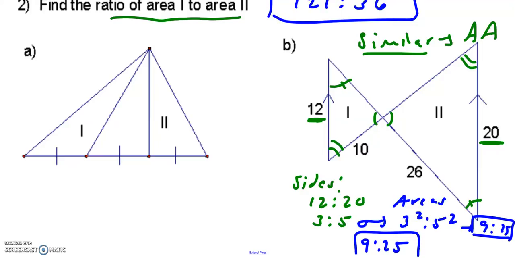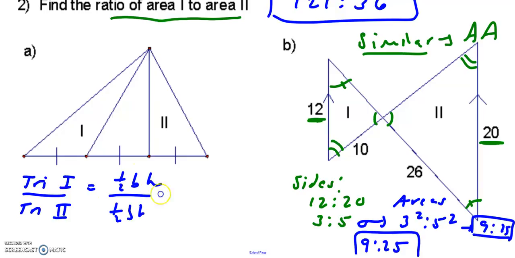However, in part A, I don't think there's a way that we can prove that triangle 1 and triangle 2 are similar because they have no angles in common, so I can't say angle-angle. So when I can't assume similarity, what I'm going to use instead is the area formula. If I want to find the area of triangle 1 and compare that to the area of triangle 2, I could use 1/2 base times height and 1/2 base times height.